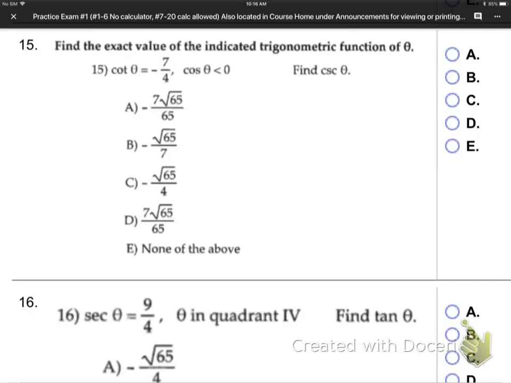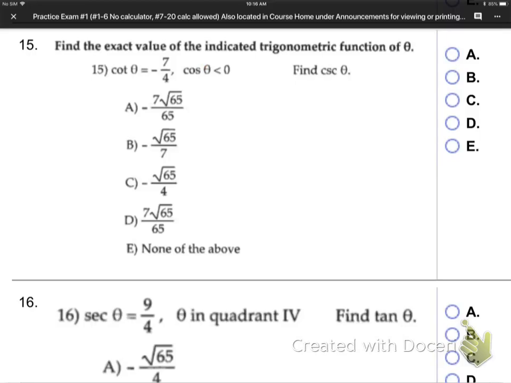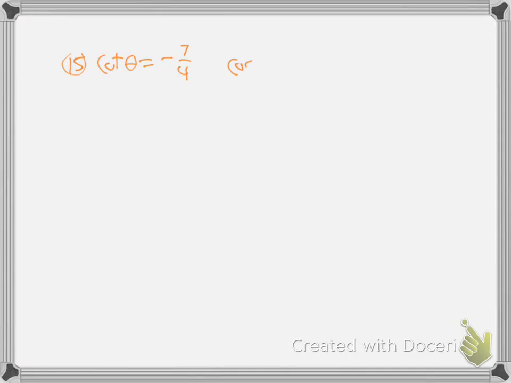Okay, so cotangent is negative 7/4. And what else? Cosine is less than 0. What else did I say? Find cosecant. Okay, so there we go. Yeah, this isn't easy, so let me give you a minute on that one as well. These are getting a little harder now. Give you a second.